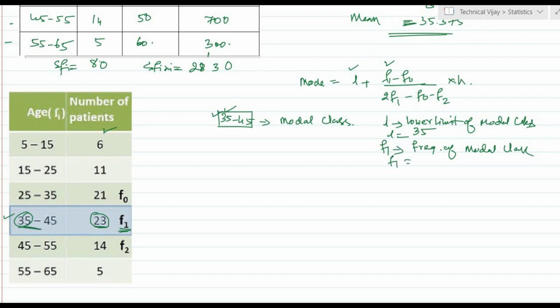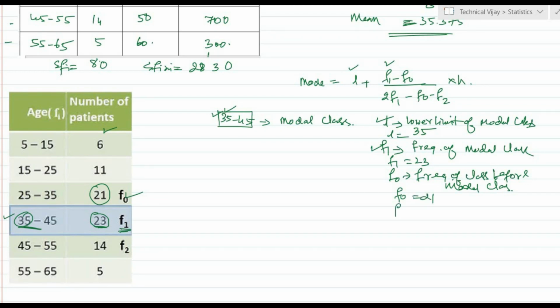F1 is equal to 23. L over F1 over. Now F0. F0 is the frequency of the class before the modal class. This is the modal class. So before modal class means this one. So this is called F0. Here in this case F0 is equal to 21.